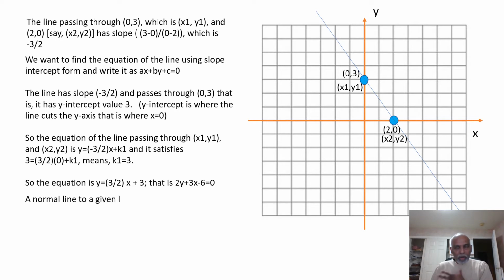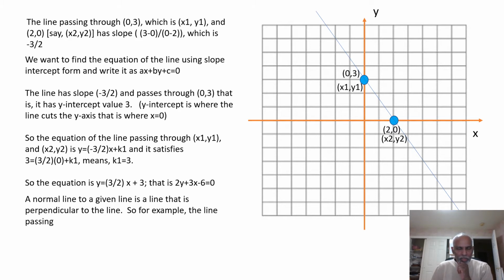There are an uncountable number of normals, but we want to find specifically the normal to this line that passes through, let's say, (3, 3). So let's dot that point and locate (3, 3) and find the normal to this line, 2y + 3x - 6 = 0, and the point is (3, 3).